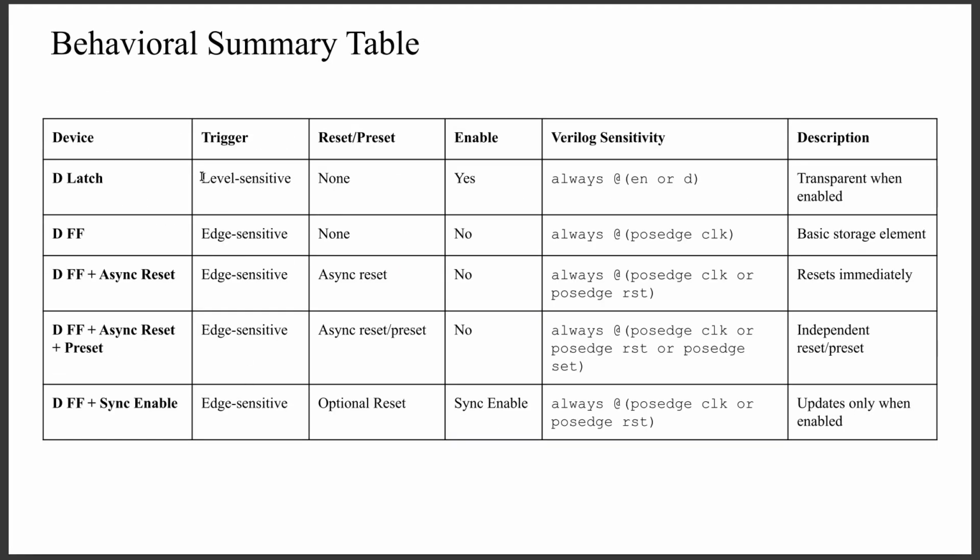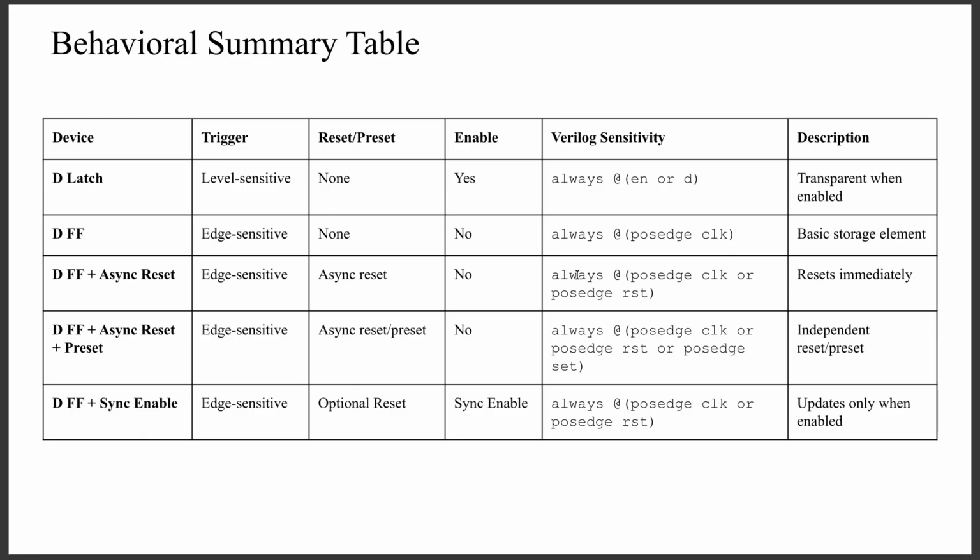So in summary, you can see that a latch is level sensitive. There are no resets. There is an enable, and this is our sensitivity list. It's transparent when enabled. A D flip-flop is edge sensitive. There's no reset and no enable, and this is our basic Verilog sensitivity list.